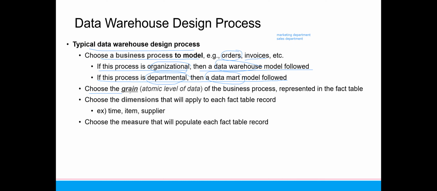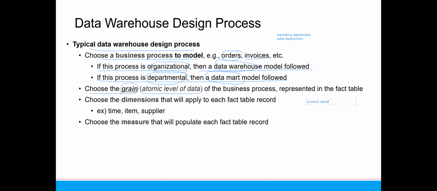You need to choose the grain. What is grain? It is the atomic level of data. So the atomic level means how small the data is that you want to look at in the data warehouse. For example, you want to know about the product name only. If it is only the product name, then you need only the product name without any details.